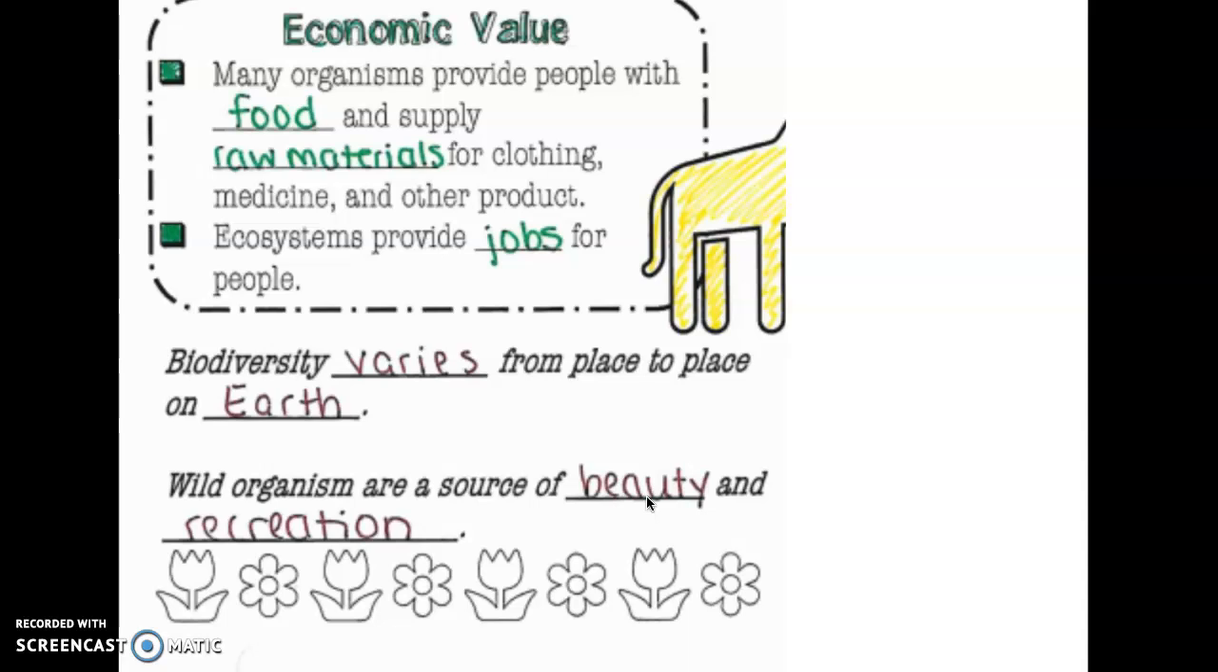Economic value. A lot of people say, I told you one time, my friend Max said, why do I care about the animals? It's not like they're doing anything for me anyways. I don't see an elephant in my everyday life, but a lot of them provide food for people, or they're a vital part of the food chain. So maybe we don't eat that organism, but we eat something that eats that organism, something like that. They supply raw materials for clothing, medicine, and other products.